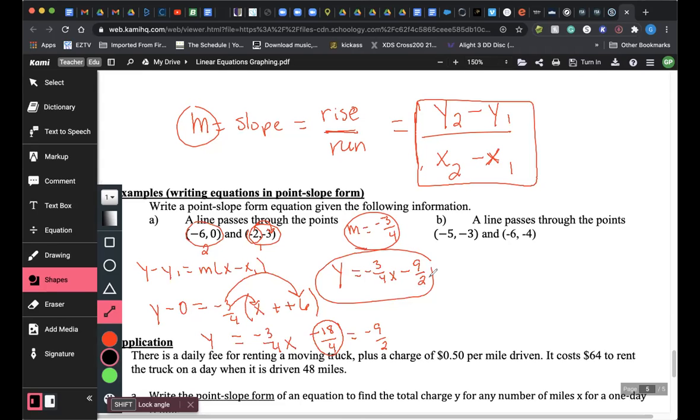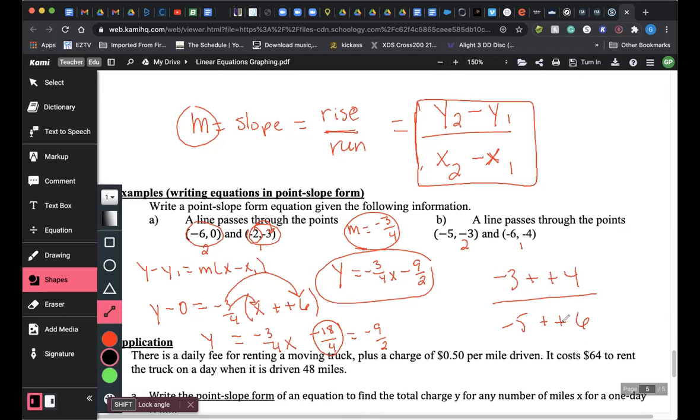All right, so we're going to do it again. We're going to find your slope first. We're going to use part B. You're going to find your slope first using this equation, right? I'm going to call this point 2. I'm going to call this point 1. Okay, so that means I'm going to do -3 minus a -4 over -5 minus a -6.